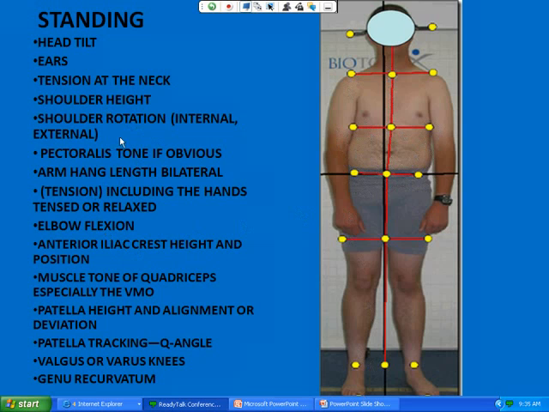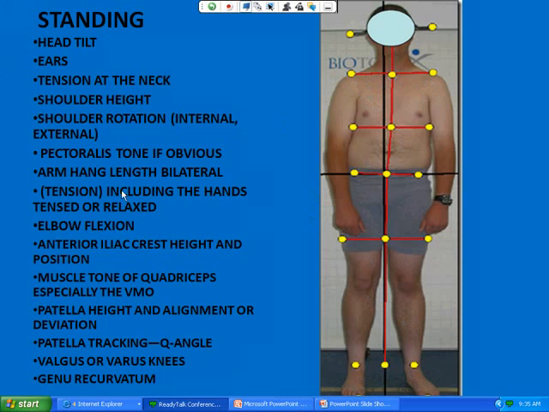So you want to look at shoulder height, shoulder rotation, internal, external. Okay? The pectoralis tone, if obvious, and that's these muscles right here. A lot of times you can see a lot of tightness that's occurring in this manner, and that goes along with people that on the opposite side is rotated externally. The pectoralis major and minor will contract, pulling you forward to retain your center of gravity. Now, if that's occurring in the upper thorax, there's a compensation occurring in the feet. That's why working with the feet affects everything above.